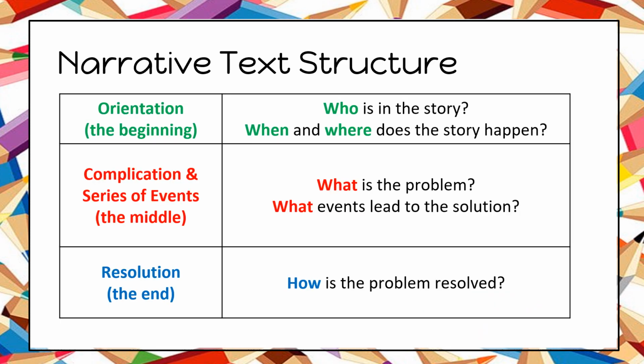Yesterday we learned about the structure of a narrative, that it has 3 parts: the orientation, the beginning, that tells the reader who's in the story, when it happened, and where the story happens. The middle part, which is the complication and series of events, tells us what the problem is and what the events are that are leading up to the solution. And finally, the resolution at the end of the story: how is the problem solved?